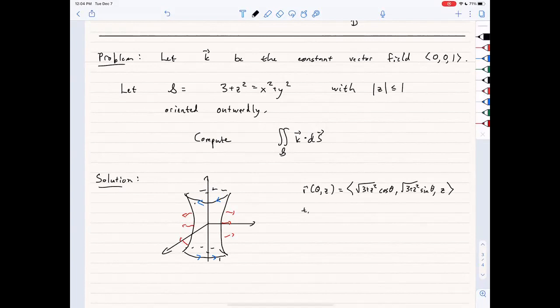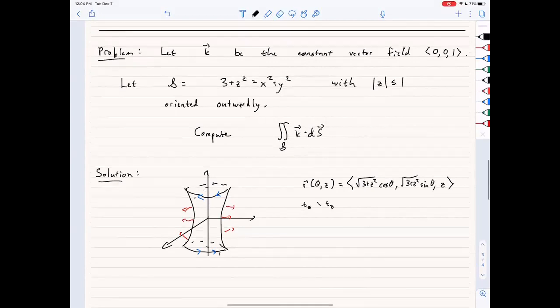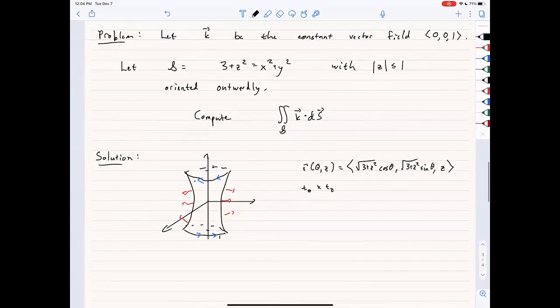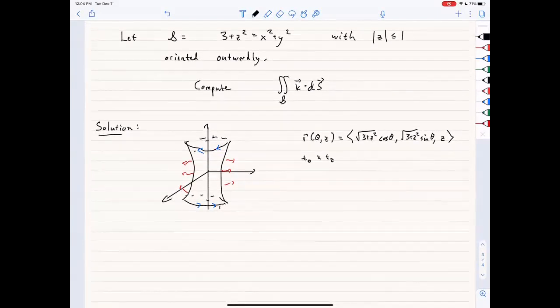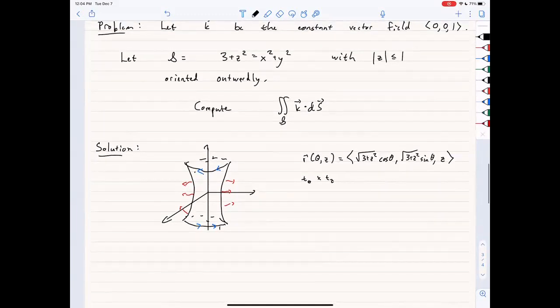Then you have to take T theta, which is the derivative with respect to theta, and T z, which is this kind of uglier derivative, and take their cross product, and do that with k. It shouldn't be the worst thing in the world, probably not too bad, but it looks like a lot of computation. Instead, let's use Stokes' theorem.